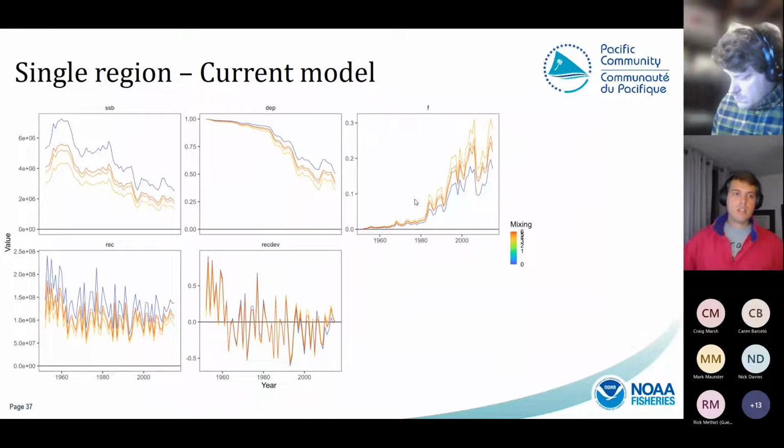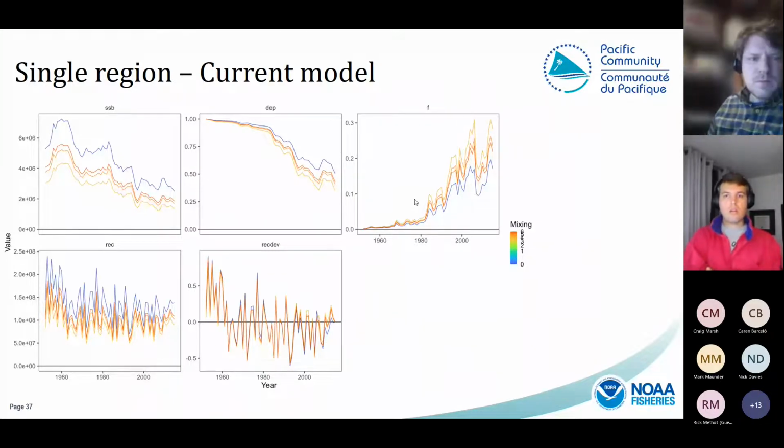So in terms of the current single region model, we're left with a model in blue without tags. So this is the spawning biomass. And then the models with tags that scale the population down. Models 5 and 6, tag mixing of 5 and 6, are very similar to each other. The model with tag mixing of 4 is even lower.